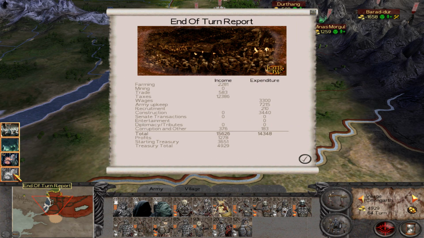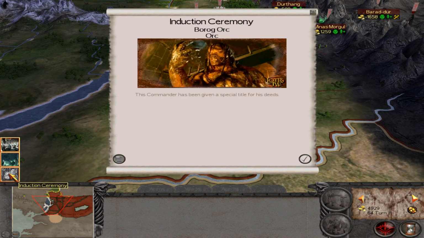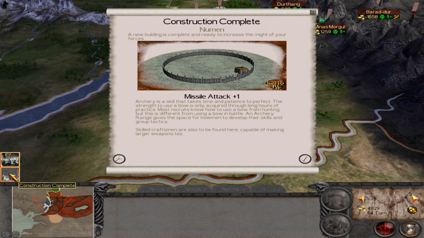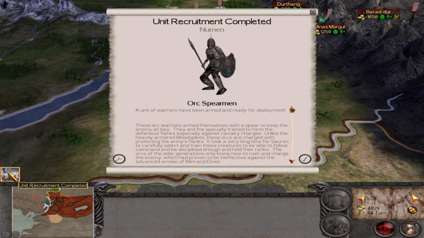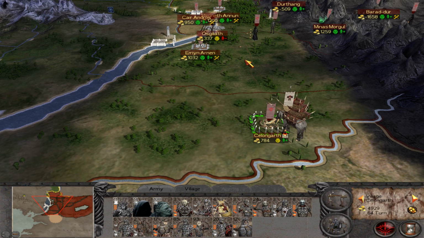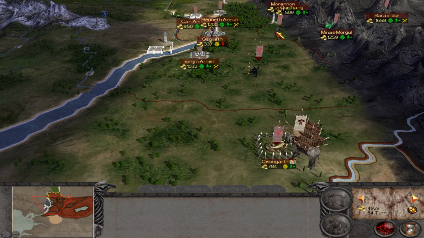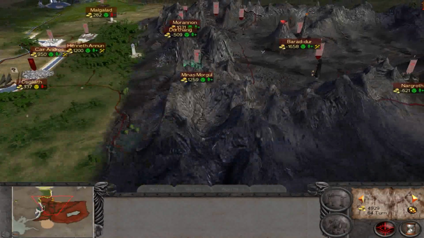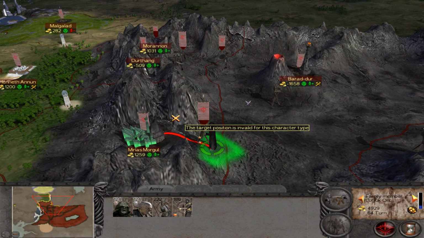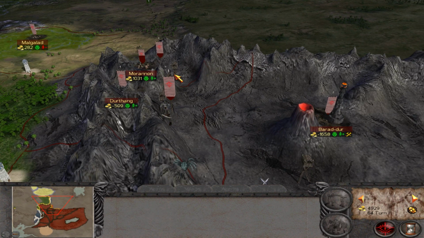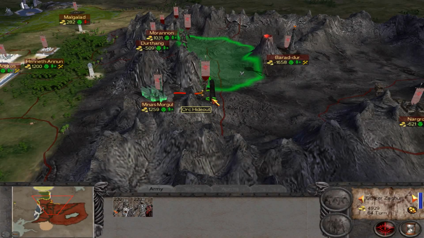Okay, so end of turn report. That's just the economy. Building completed: orc... okay. Construction complete in Nurnen. We have a missile attack +1. Unit recruitment completed: orc spearmen in Nurnen. Need to move down our army. Can't do any more. But there. Can't move that much in one turn.